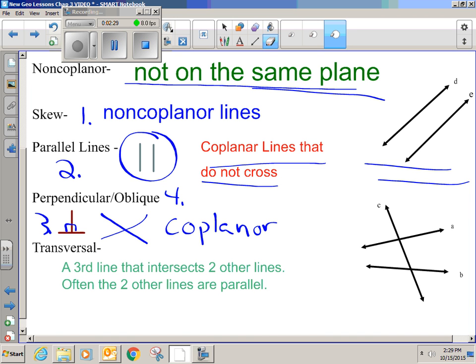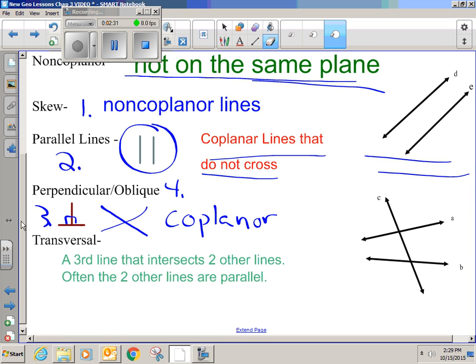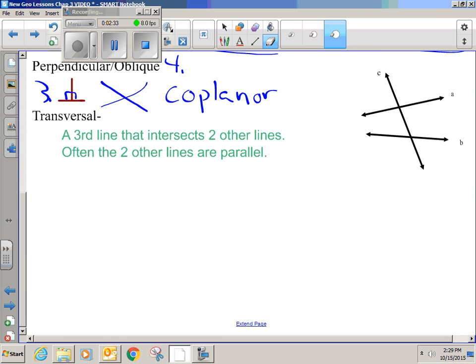Okay, a new word and a new picture, transversal. Transversals are a third line that intersects two other lines. Often my two other lines are parallel, but they don't have to be. Okay, so line A and line B are intersected by line C. Line C would be my transversal for lines A and B.